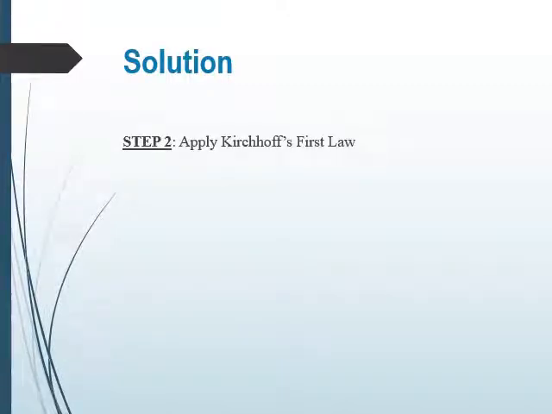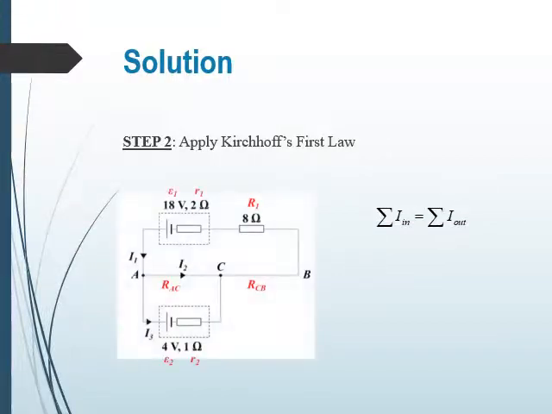Apply Kirchhoff's first law. Kirchhoff's first law: summation I in is equal to summation I out. So this is the diagram. As usual, I'm going to choose a junction. In this diagram, the junctions are located at point A and point C. So I'm going to select point A as my reference junction in this step. So point A is my junction.